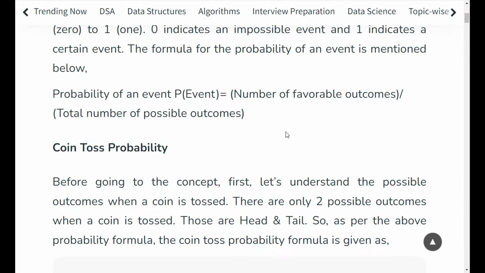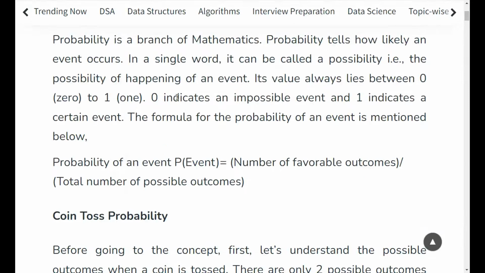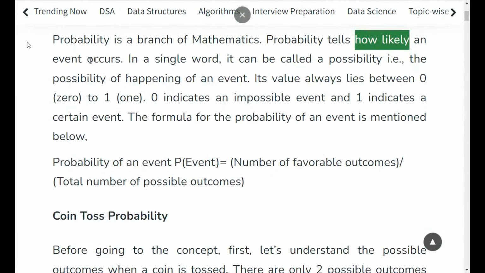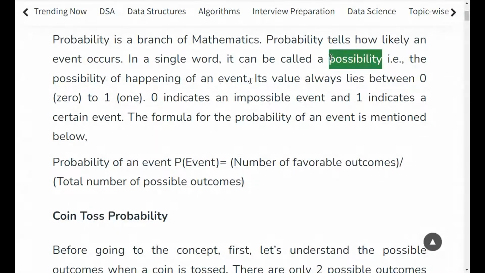Okay, try to understand a little about the probability and then we'll go back to that. Else you'll not understand the complete sentence. Probability is a branch of mathematics. Probability tells how likely an event can occur. In a single word, it can be possibility, the possibility of an event happening.